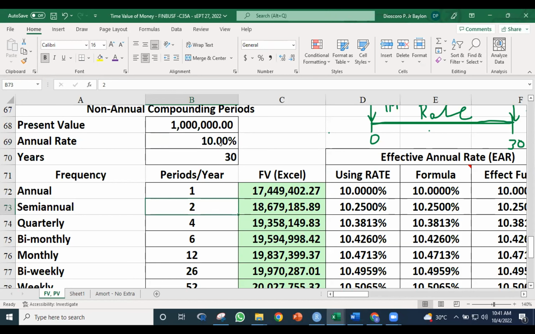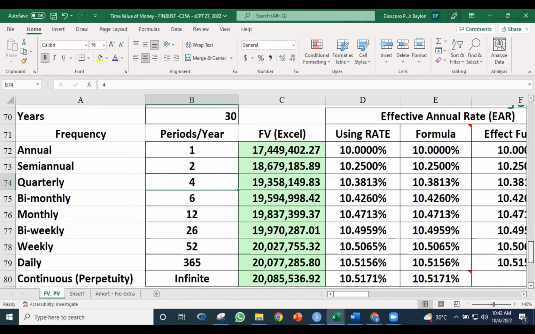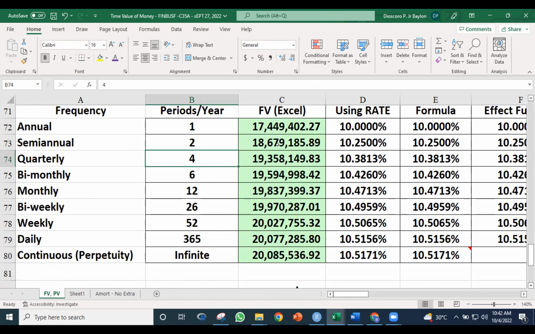However, the number of periods will now increase. If it's annual, there will be only one compounding per year. If it's semi-annual, 2. So if there are 30 years, there will be 60 compounding periods. For quarterly, there will be 120 compounding periods. But the interest will be 10% divided by 4, so that's 2.5%. So each of the 120 periods will accumulate 2.5%. So we were able to prove that the future value indeed is higher if the compounding is more than once.